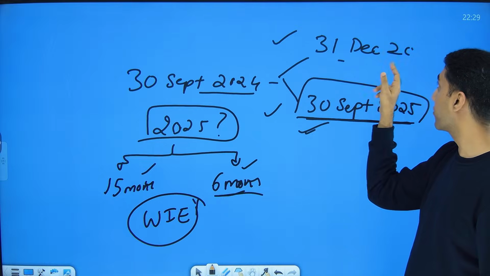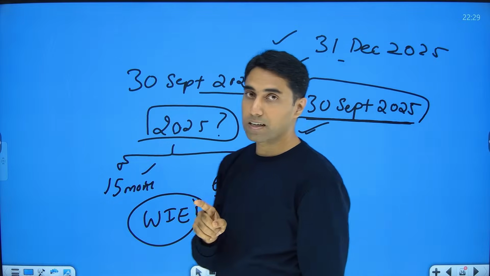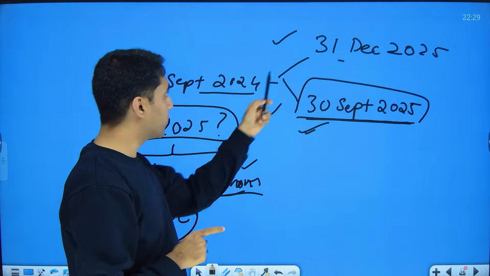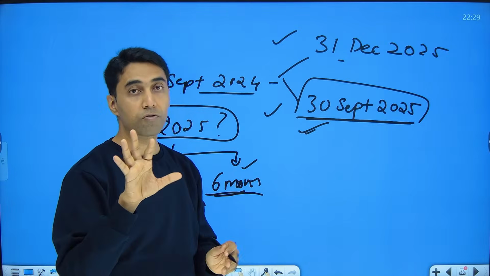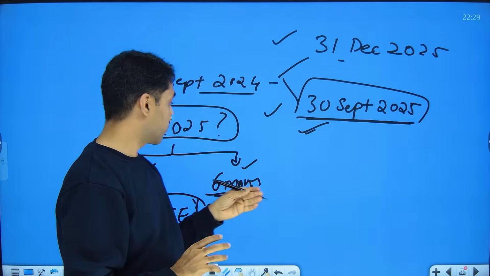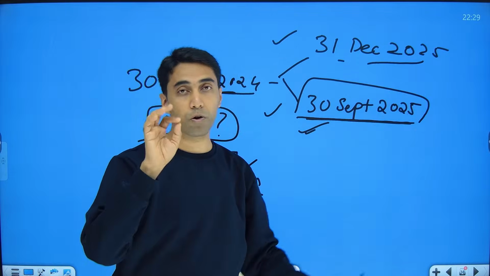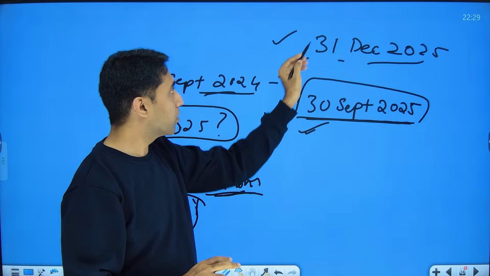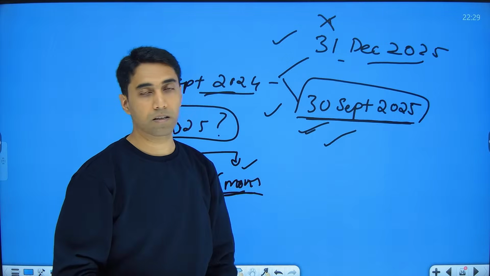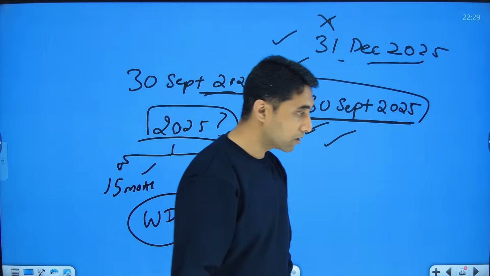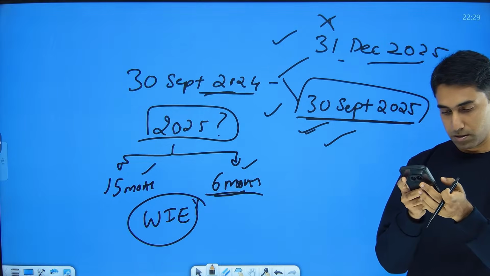But in 31st December 2025, only one condition is satisfied, that is it is within 15 months of previous AGM, correct, but it is not within 6 months of close of financial year. So only one condition is satisfied. This is the wrong answer and this is the correct answer. Did you get that? Yes, I hope somebody has told.